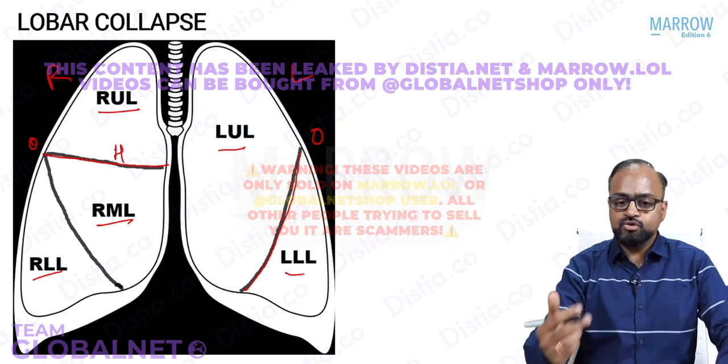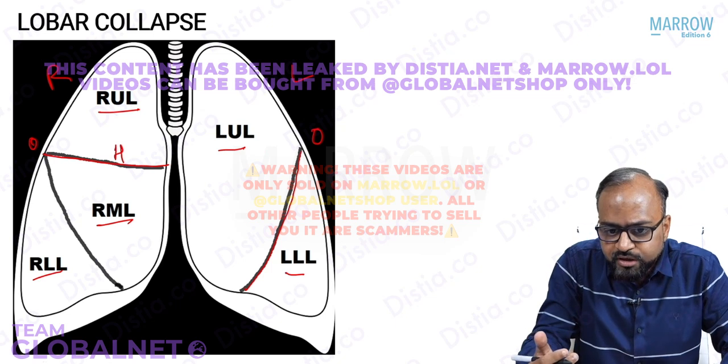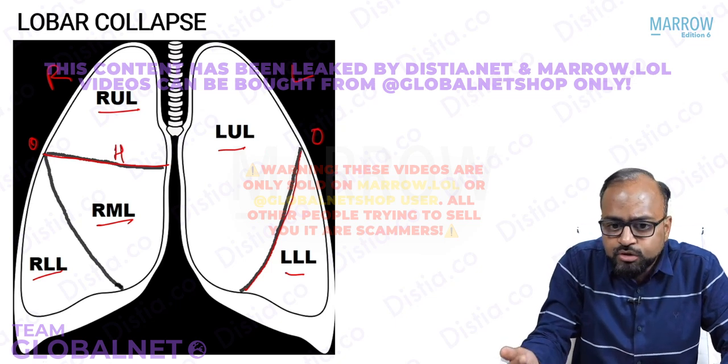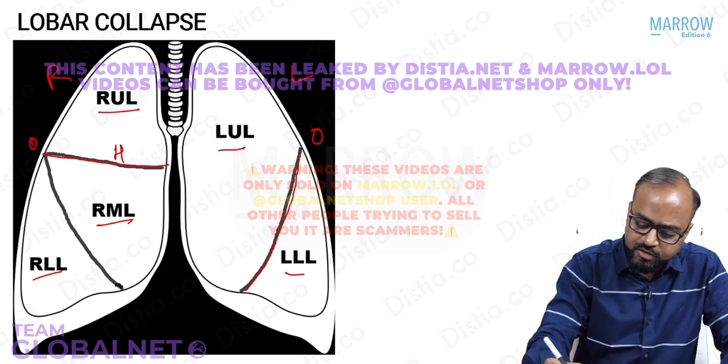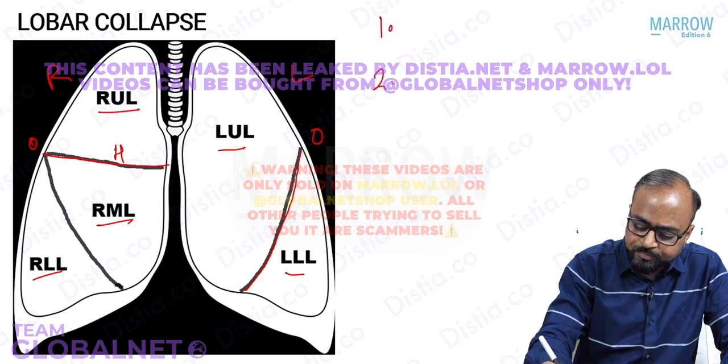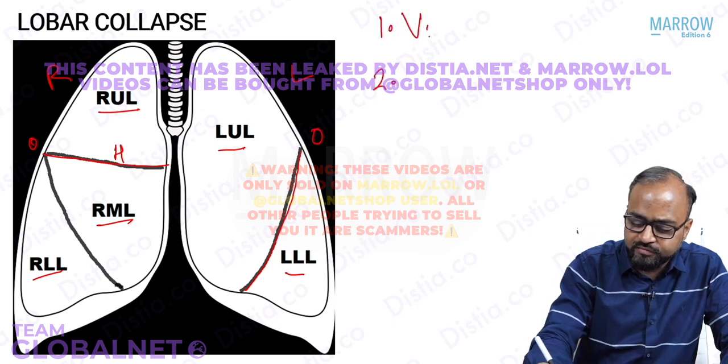Now, when a lobe actually collapses, what happens? When a lobe actually collapses, there will be 2 things that will happen. One is that there will be volume loss.